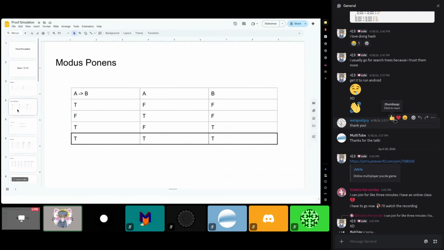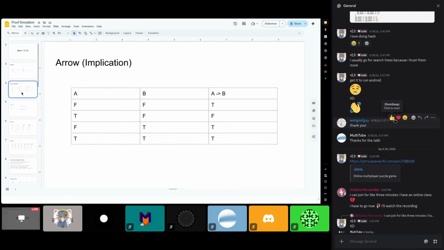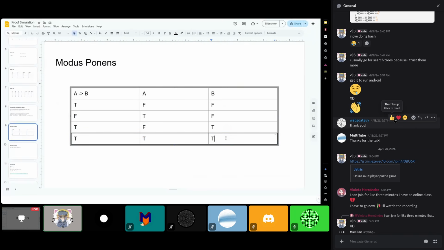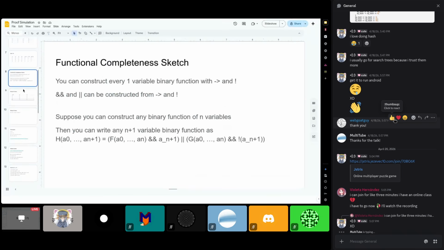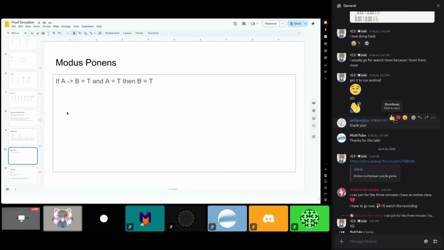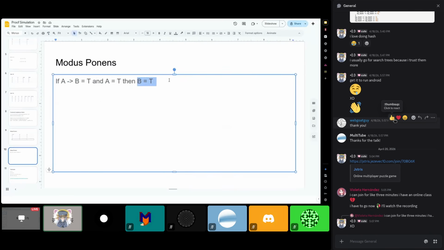Now, let's go back to the definition of A implies B, or A arrow B. Specifically, if you just look at this last column here, notice that when A implies B is true and A is true, B necessarily has to be true, right? And that's just by looking at the table here. So we can turn this into a general rule called modus ponens. If A implies B is true and A is true, then B has to be true.